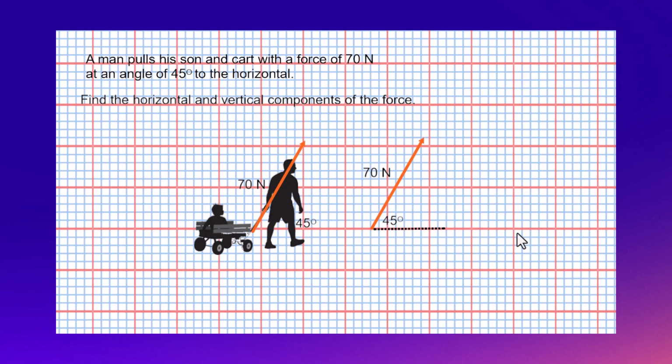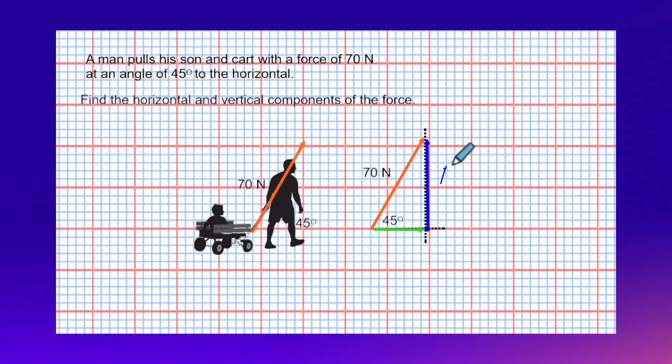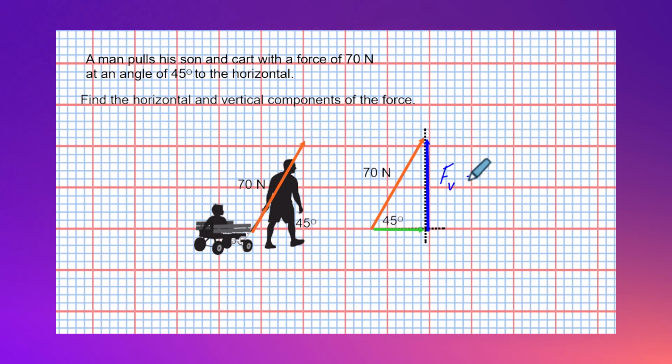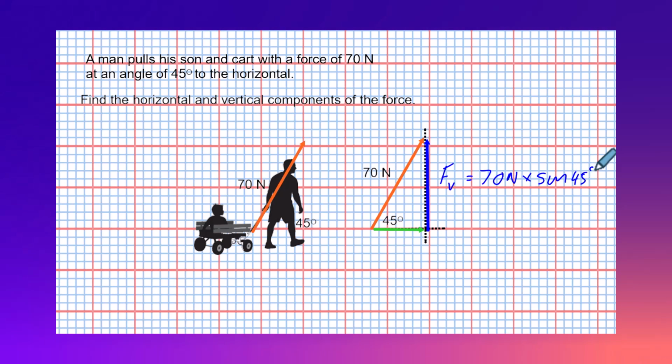And to do that, we just simply construct a little triangle again. There you go. And we know that the bottom part is going to be the horizontal part, represented by green, and the blue vector represented by the vertical part, like that. And it's quite simple after that, because we know our sine and our cos, and we can write down right away that for the vertical component of this force, FV, is going to be 70 newtons multiplied by, and it's sine, because it's in the air, sine of 45 degrees.